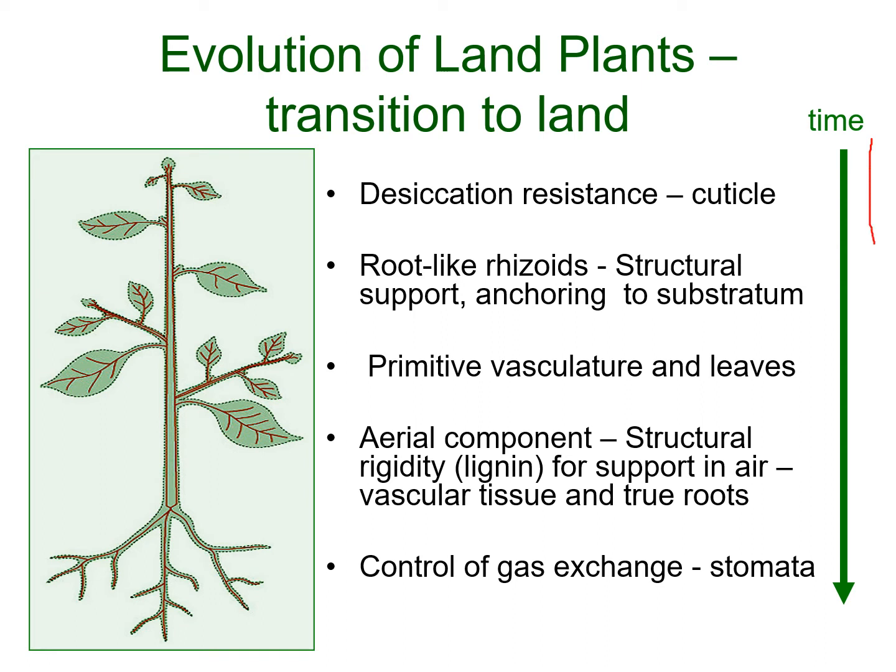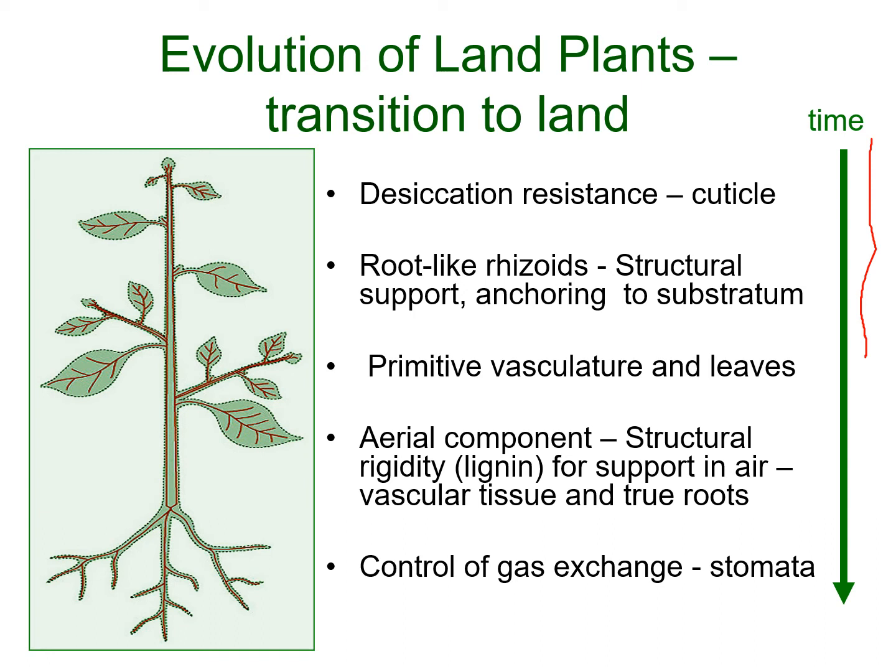These provided some structural support, but also anchoring them to the substratum. So the arrow over here on the right is showing over time what is the order in which some of these adaptations evolved. Then we have primitive vasculature, or ability to move water around in the plant, and really simple primitive leaves started to evolve.